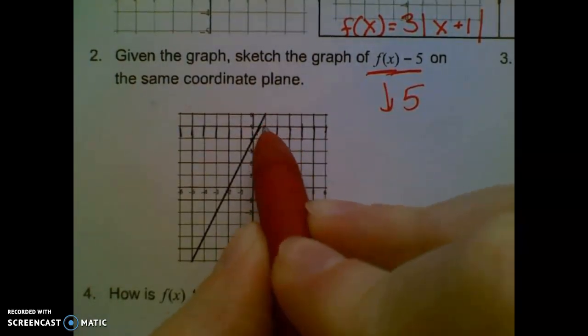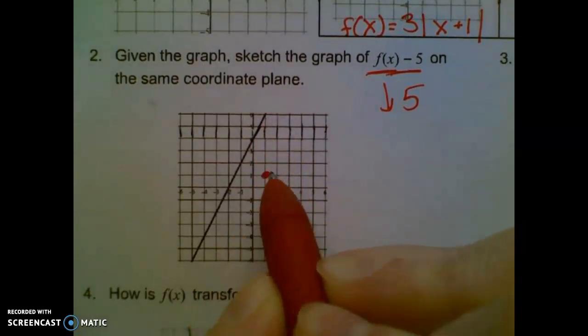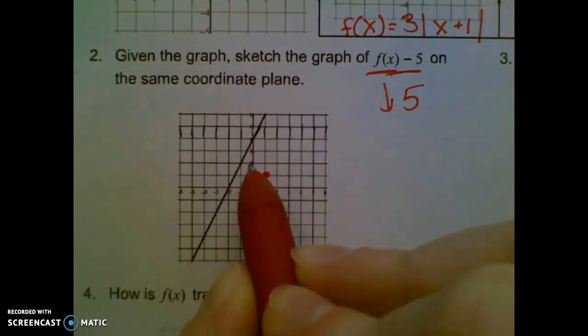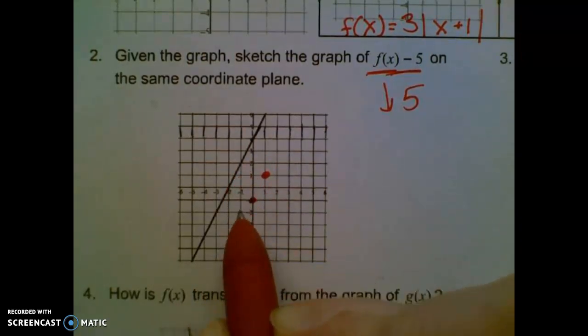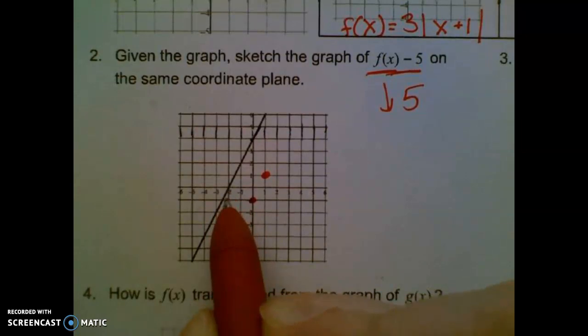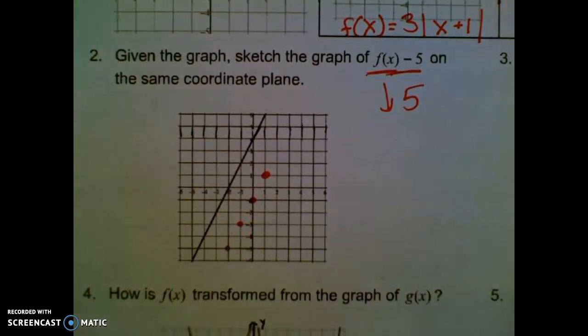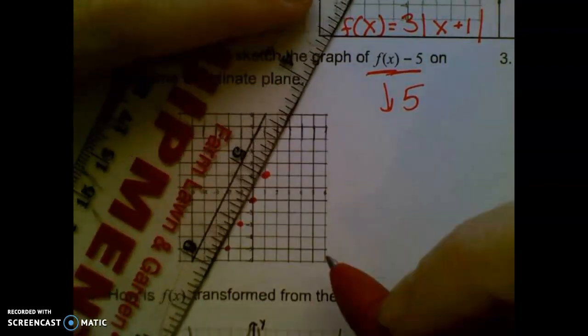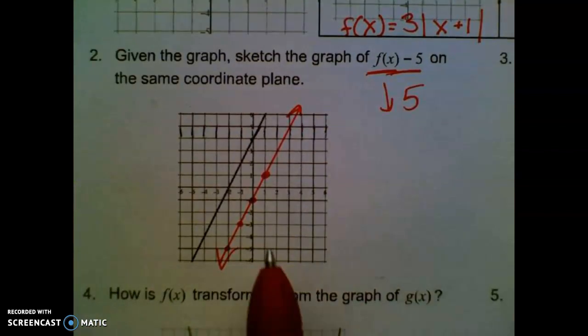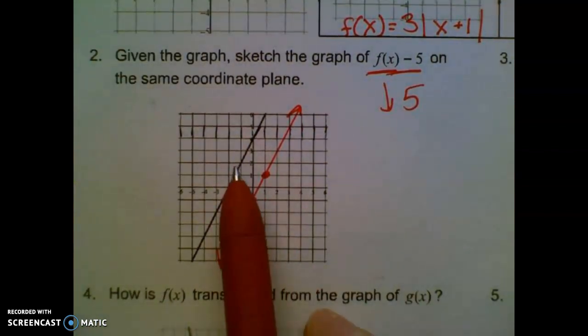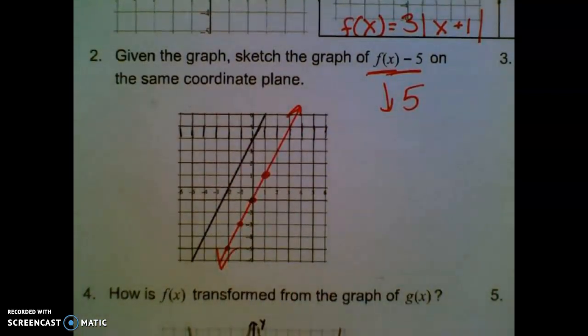5 units. So down 1, 2, 3, 4, 5, down 1, 2, 3, 4, 5, down 1, 2, 3, 4, 5. Okay? And then I am going to use a ruler for this guy so he's relatively straight. And I have now moved my f of x function down 5 units.